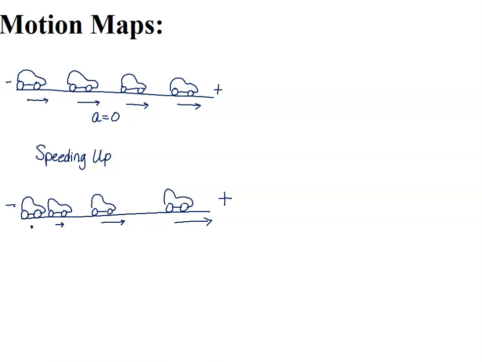Now, acceleration, if it's speeding up, if velocity is positive, then acceleration must also be positive. If it's speeding up, both are in the same direction. If velocity was in the negative direction and it's speeding up, then acceleration must also be in the negative direction. All right, so let's look at slowing down.